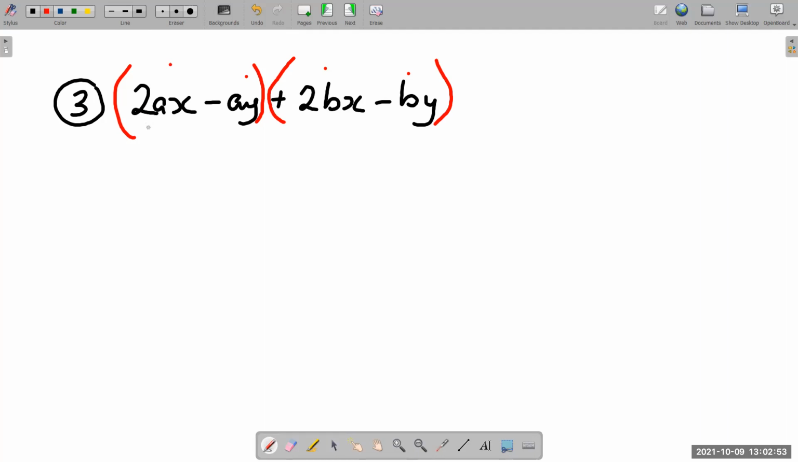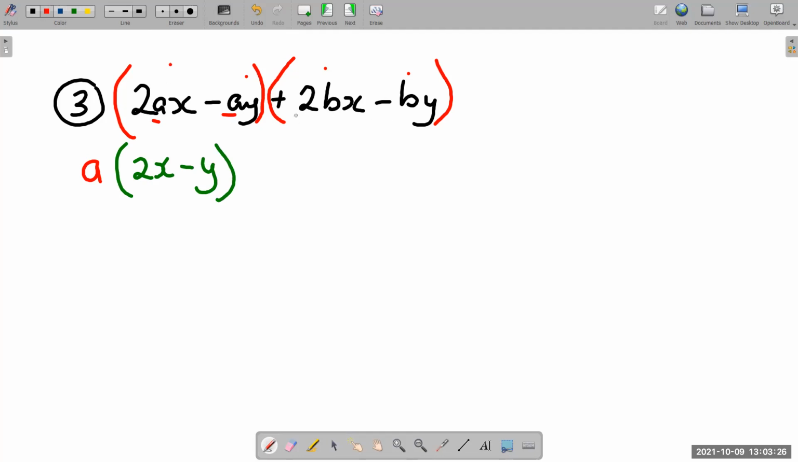So let's look at it. We have 2ax minus ay. Coefficients, nothing in common, signs, nothing in common. But if you look at the variables, we have ay and ax. So what's common here? Our a variable is common, so we're going to pull out a. When I pull out a, I end up with 2x minus, when I pull out a, what do I have left back? y.